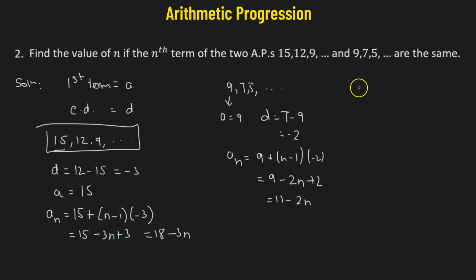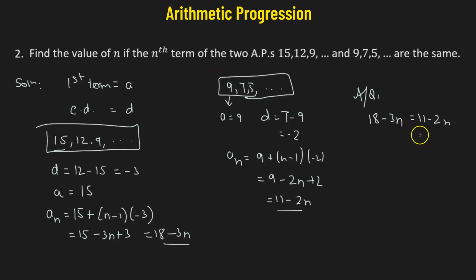Now, according to the question, it's given here that this particular nth term, which is 18 minus 3n, is equal to the nth term of this AP, which is 11 minus 2n. So that means we will have 18 minus 11 equals 3n minus 2n, or simply n equals 18 minus 11, that's 7. So that means the value of n is 7. Let's go to the next problem.